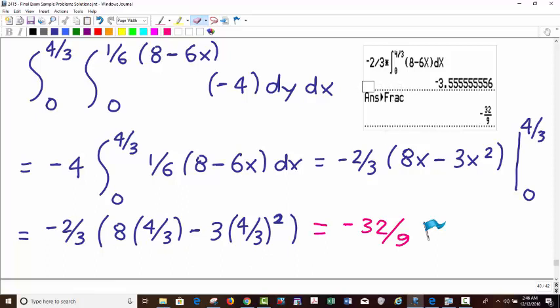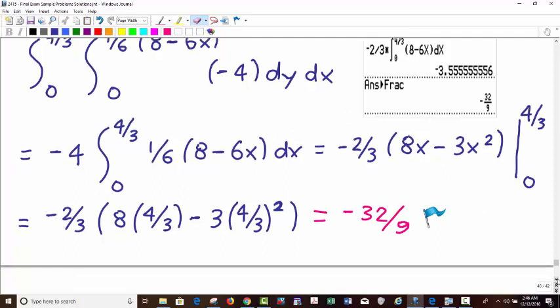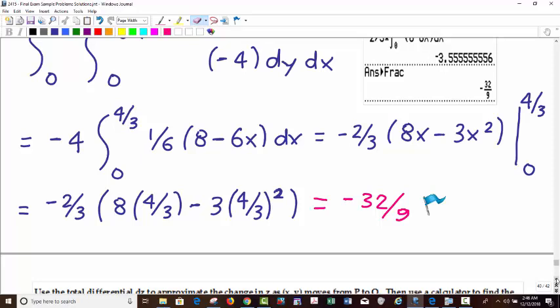But there you see, there's the integral set up right here. Well, there's the -2/3, and there's the 8 minus 6x from 0 to 4/3. So I'm convinced that -32/9 is correct, and I just wrote something down wrong. I don't think there was anything wrong with the process.